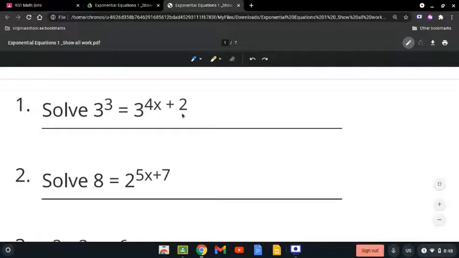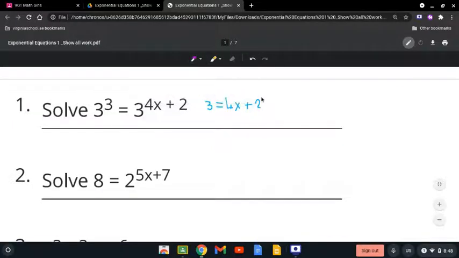So now let's actually start by solving it. First you're going to look at the exponents. So you have 3, and on the other side we have 4x plus 2. So you're going to write 3, and then equals 4x plus 2. So now we have 3 equals 4x plus 2.